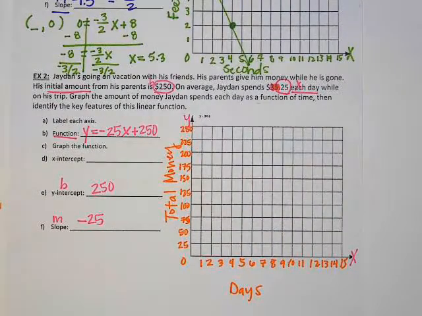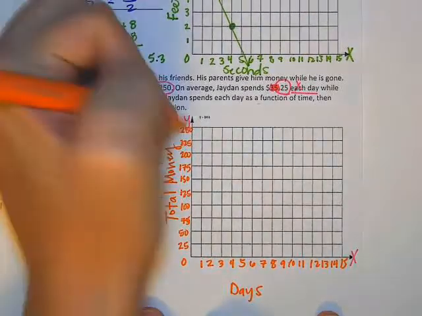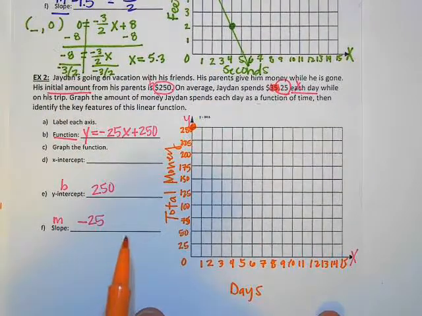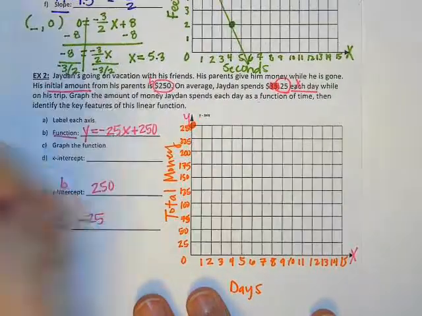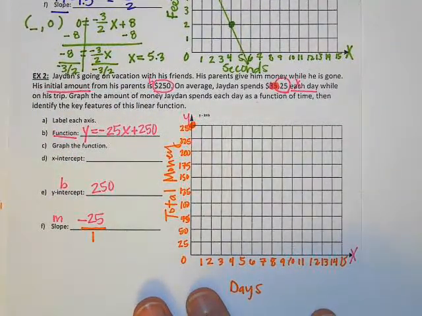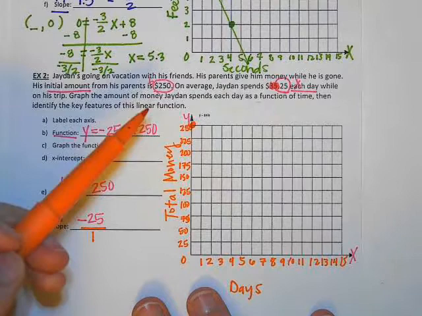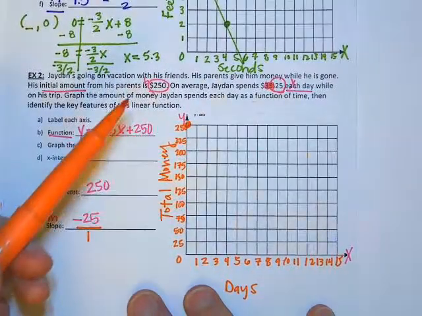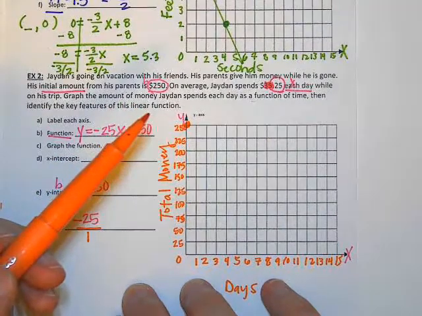Okay, where do I go on my graph? What do I start with? B. Where do I put my dot? Very top. At 250 on the y-axis. Now, what's my slope? Negative 25 over 1. So I'm going to go down how many? 25. But how many is it counting by? 25. So I'm really just going to go down 1 because it's counting by 25s.